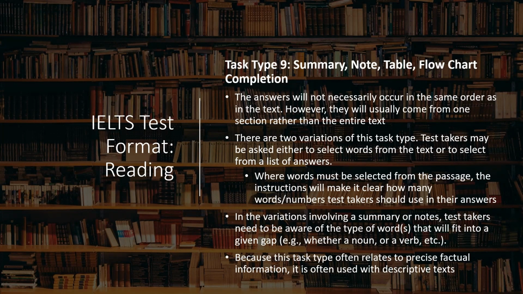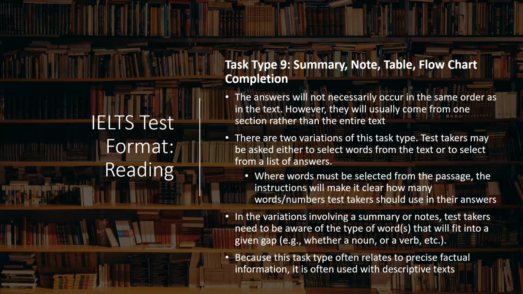The answers will not necessarily occur in the same order as in the text. In this completion kind of questions, answers are not always in the same order as the information in the text. However, they will usually come from one section rather than the entire text. It means that the summary completion, note completion, table completion, flowchart completion kind of questions will be from one particular section of the text, and they will not be in the sequence as information in the passage.